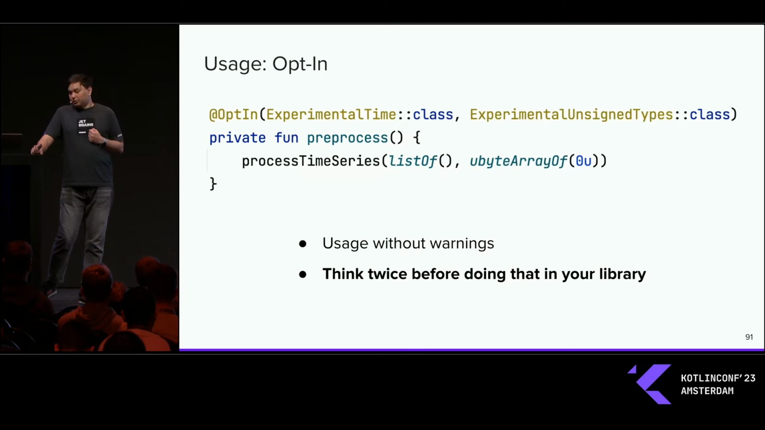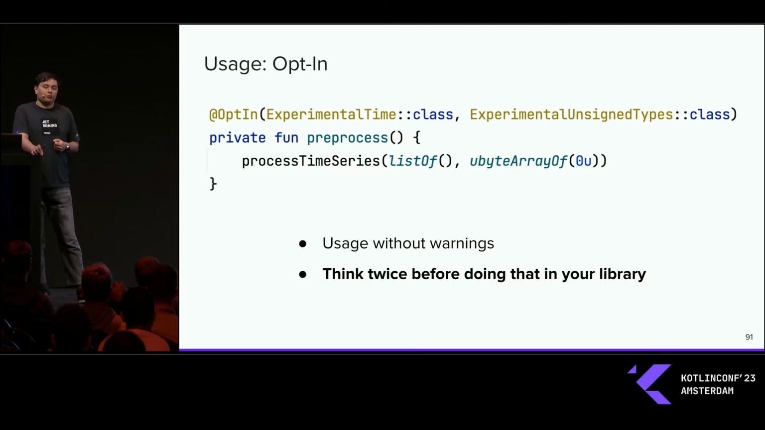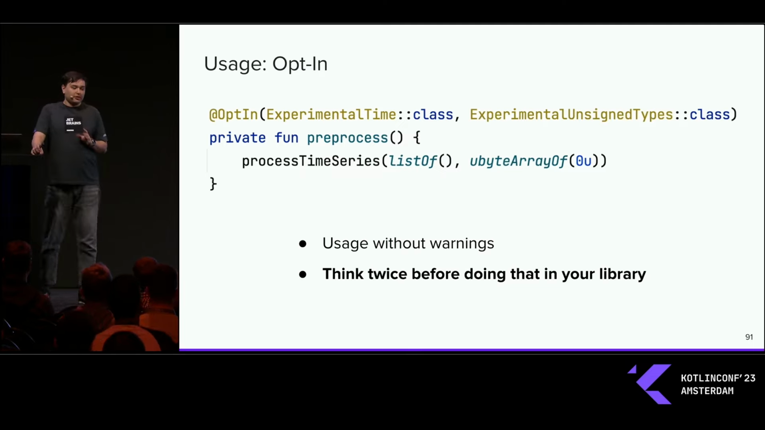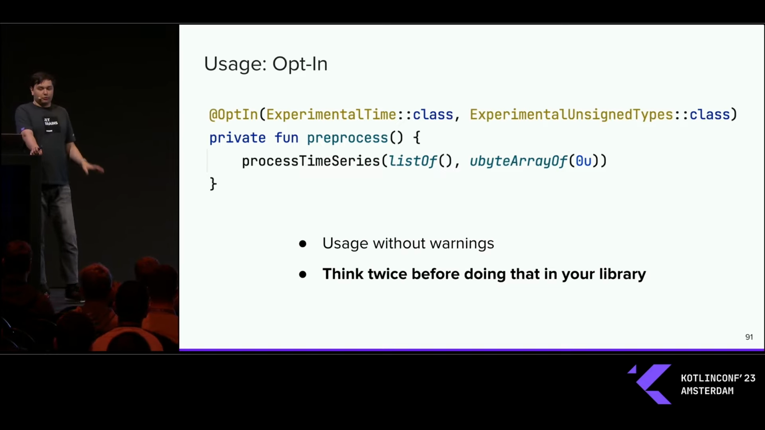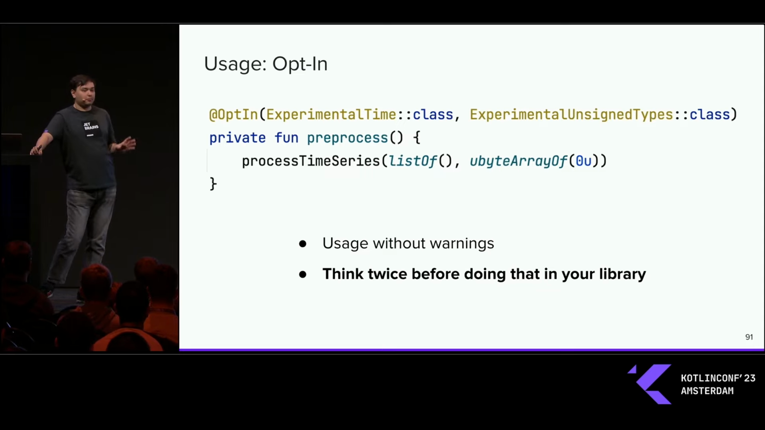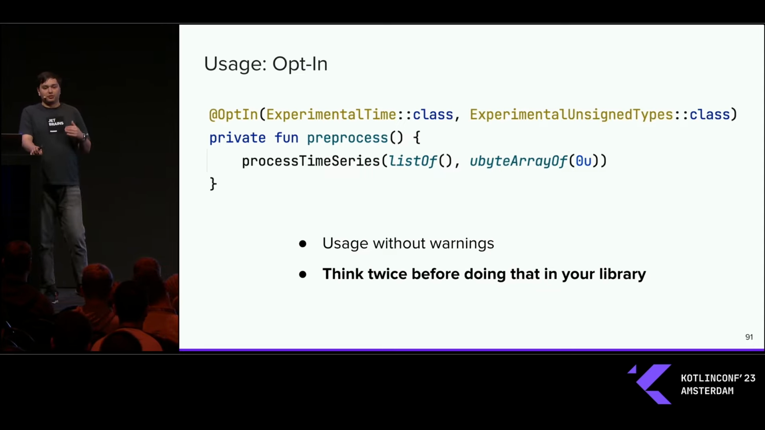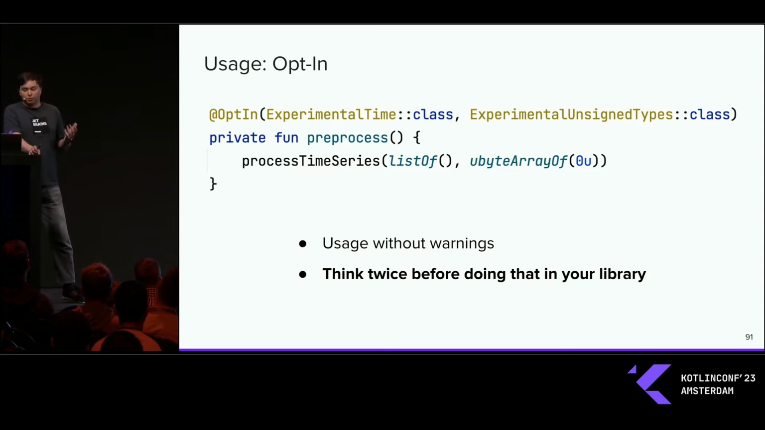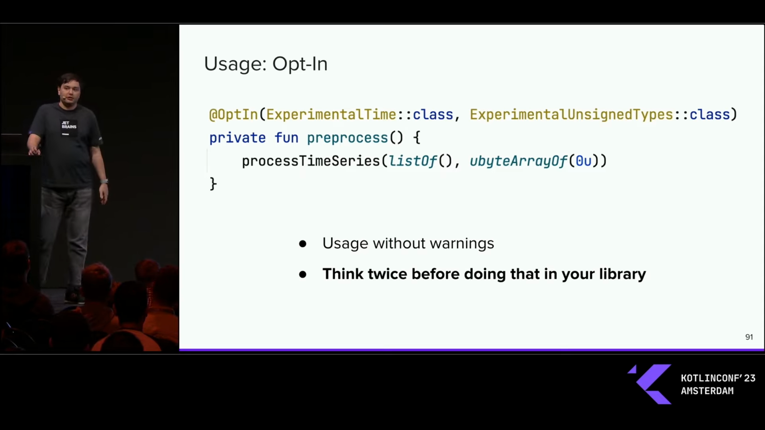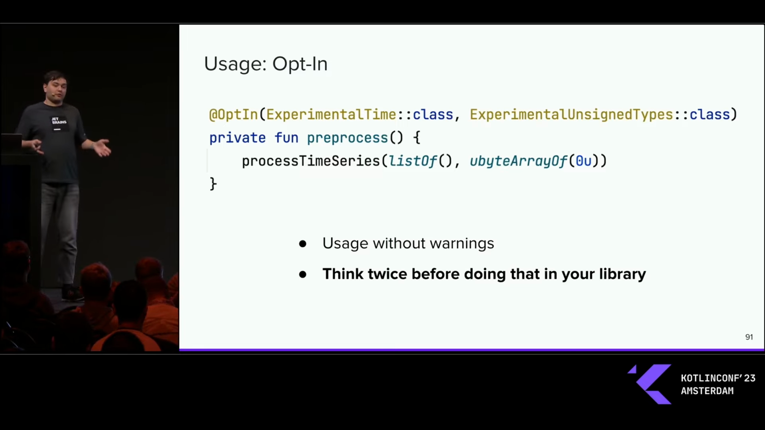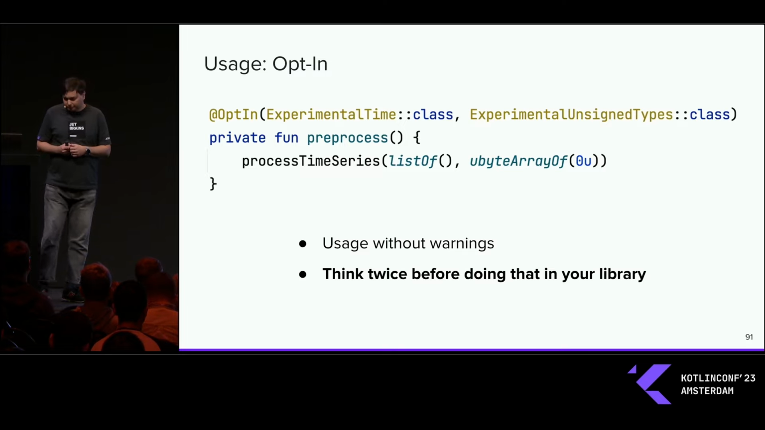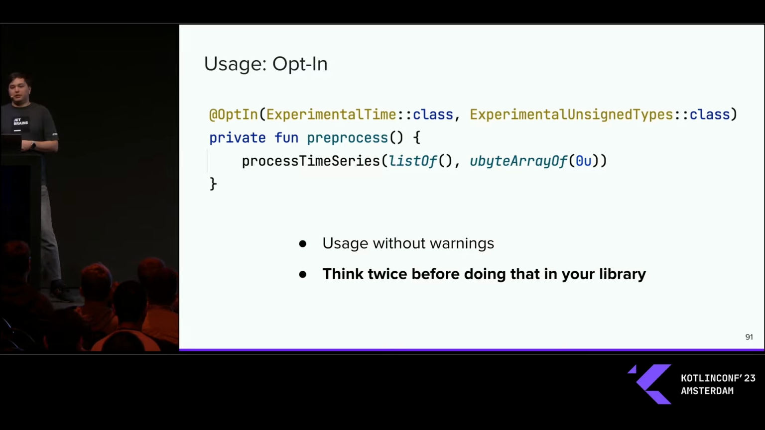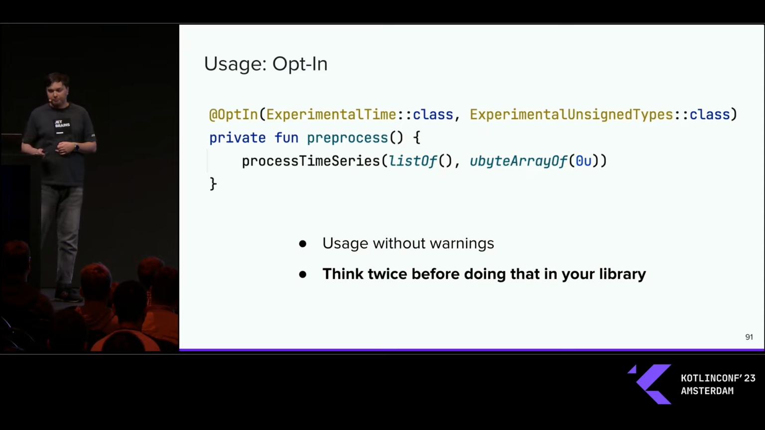It also gets rid of the warnings or errors, but think before doing that in your library, because you don't get any warnings. But if this private fun preprocess is used in your stable API, it will still be broken when time mark or ubyte array changed or deleted. And you can't notice it because you've essentially suppressed the warnings about experimentality. So opt-in is mainly, again, for application developers.